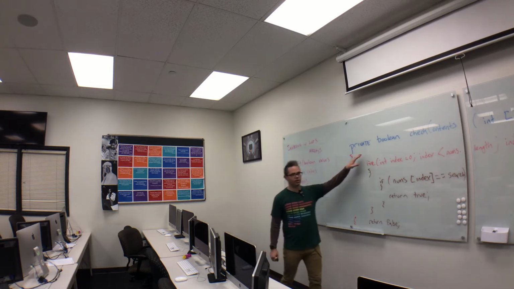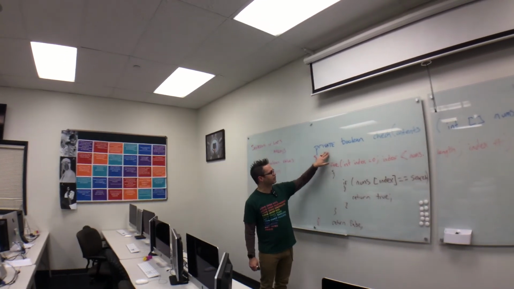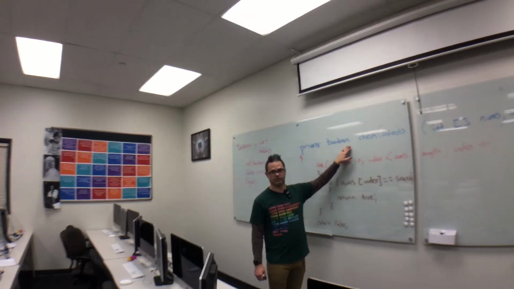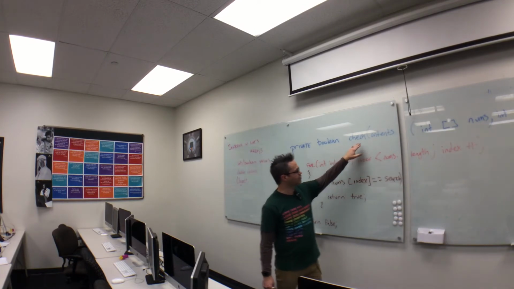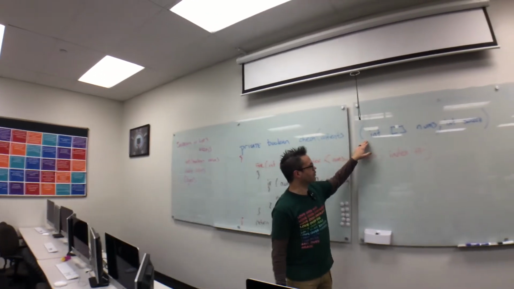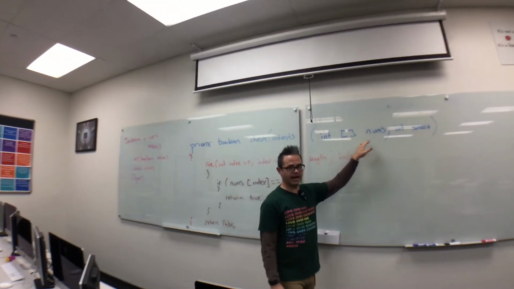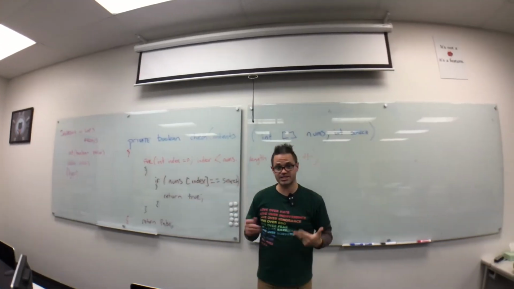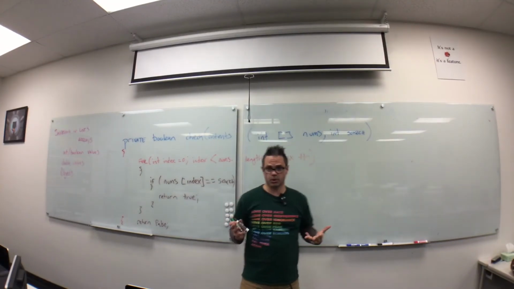As you can see also right here, we have a quick little method we're using to demonstrate this. It's a private Boolean method. It returns either true or false based on if we find it or not. And it's called checkContents. It takes a set of parameters: an int array named nums and an int named search, because we're searching this int array for a value. So that's what we're going to be looking at.